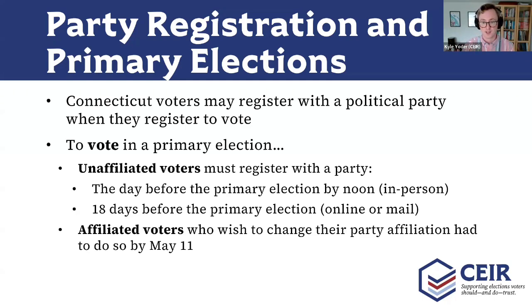But if a voter in Connecticut is not yet affiliated with a party, they have until the day before the primary election by noon to go in person, update their voter registration, affiliate with a party, and cast a ballot in that primary election. That's Monday, August 10th. Or if they want to affiliate with a party online or by mail, they have until 18 days before the primary election in order to do so. That's later this month in July.